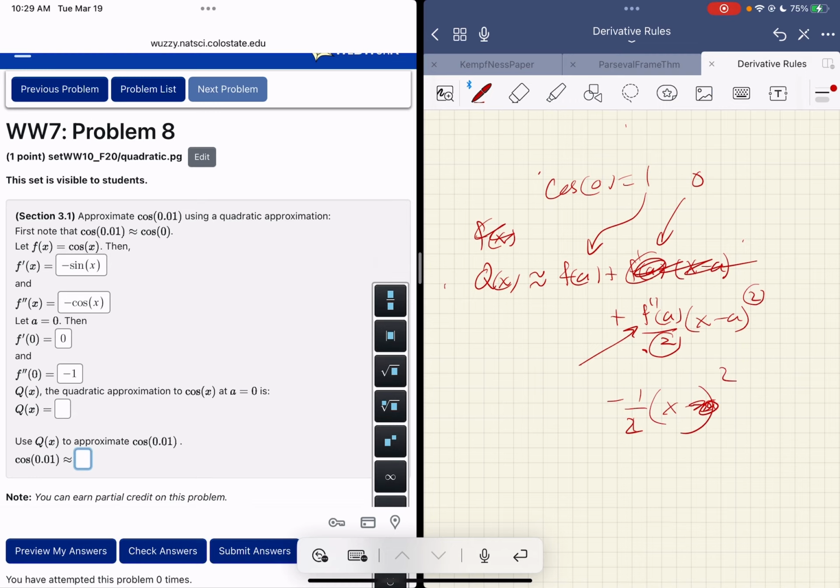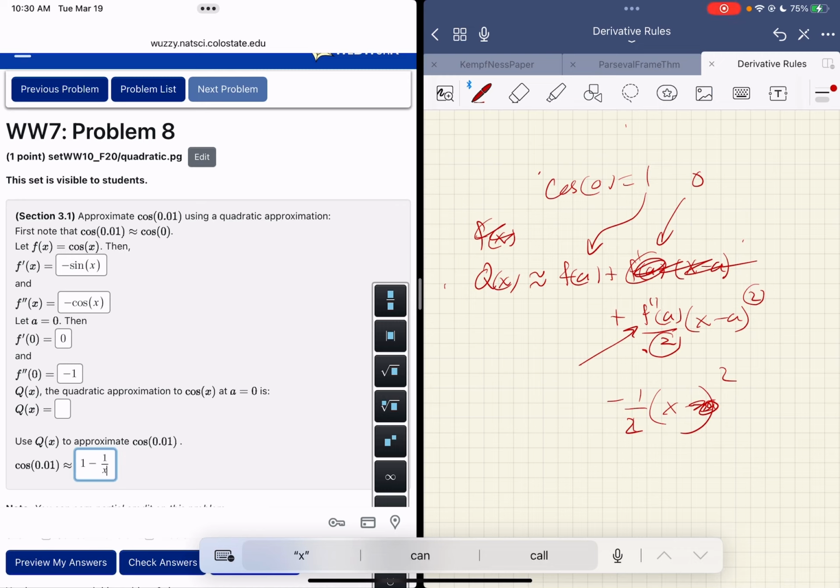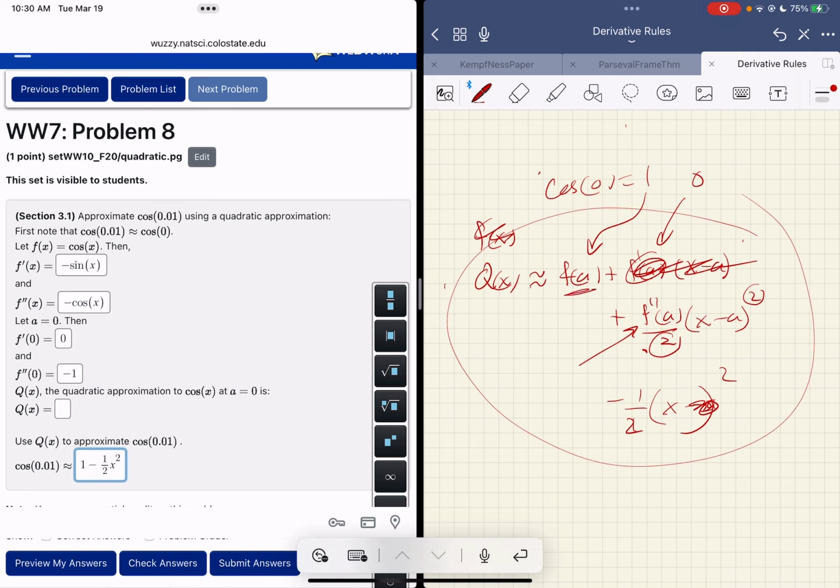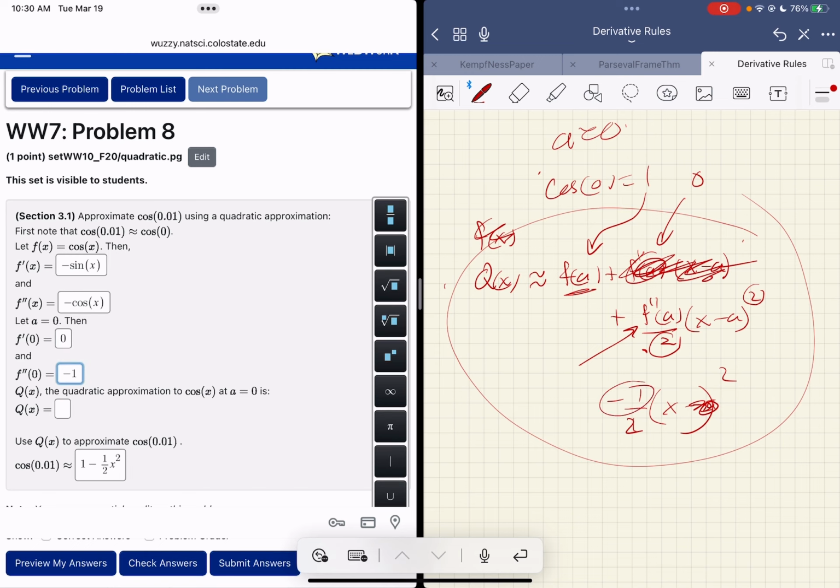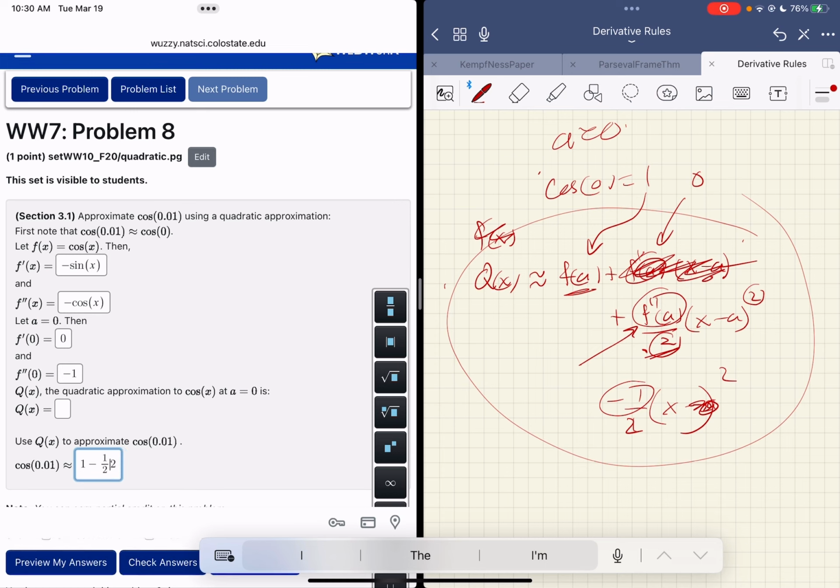I know my formula is really messy, but what it says is 1 minus 1 over 2 x squared. That's my quadratic approximation. That's this scribbling here where I've plugged in f of a, I'm using a as 0. So I've plugged in 1 is what that becomes. This whole term was 0, that's the fact that this is 0. This -1 is this -1, which is this number. I have to divide it by 2, and then multiply by x squared. So anyway, that's my quadratic approximation, and I just want to plug in 0.01.